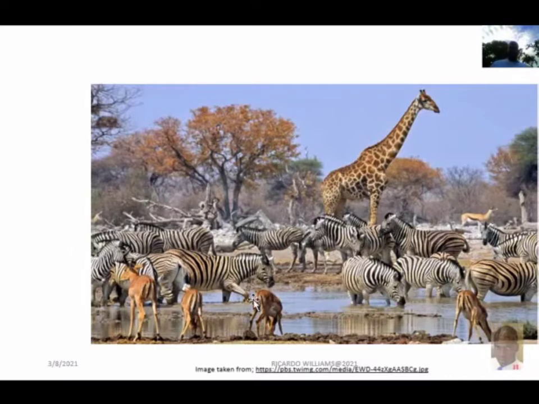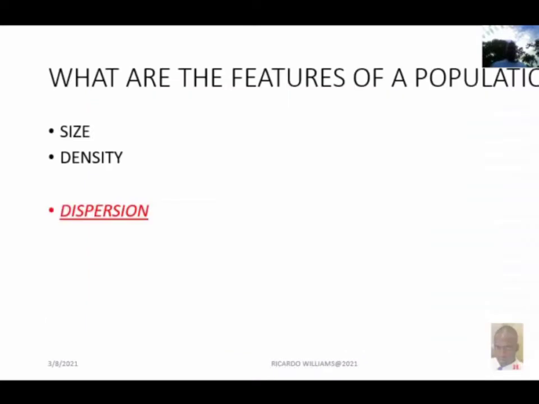Note also that you can have more than one population existing in the same space, and when we have more than one population existing in the same space, we call that a community. Right, so that's an addition to our lesson today.